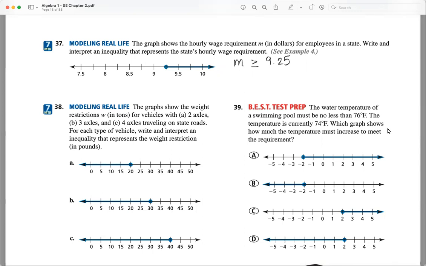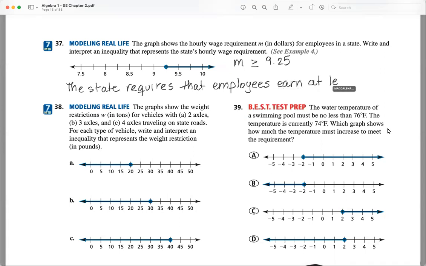Now let's explain it. So it says that the state requires that employees earn at least $9.25 per hour. Okay, so it's not just an answer mathematically with an inequality. It's a word problem. Remember, you have to explain.